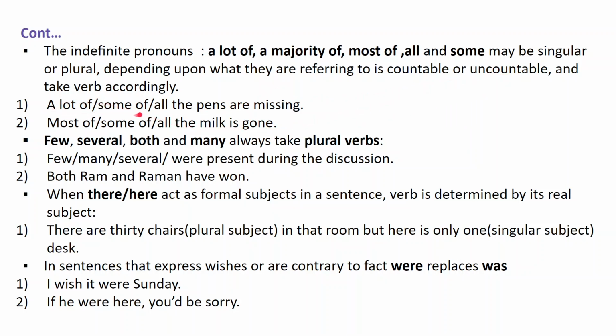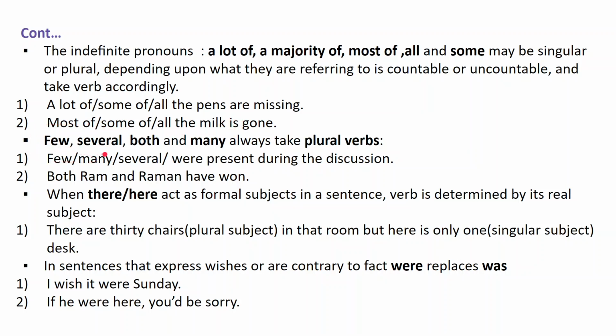A lot of, some of, all the pens are missing. Pens you can count. These are countable nouns, so we have used the verb accordingly. In the next example, most of, some of, all the milk is gone. Milk is uncountable, so we have used a singular verb here.